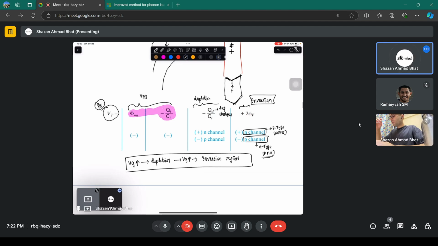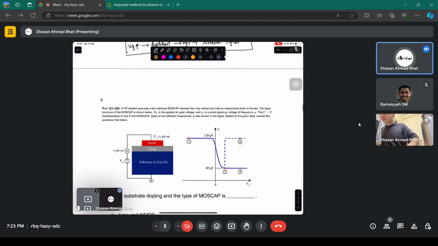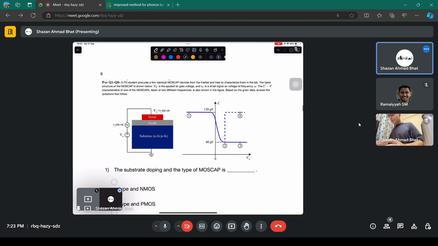N channel means electrons are the inverted charges, electrons are in the inversion layer. P channel means holes are in the inversion layer. So this is the overall scenario. Let's jump into the questions now because we have less time remaining. So questions would be a cakewalk now because these are questions which directly come from these concepts.